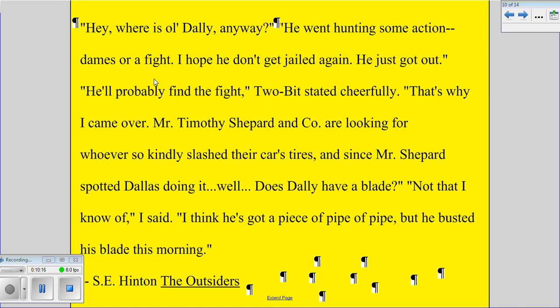"He'd probably find the fight," Two-Bit stated cheerfully. "That's why I came over. Mr. Timothy Shepard and Co. are looking for whoever so kindly slashed their tires, and since Mr. Shepard spotted Dallas doing it, well, does Dally have a blade?" Here I know that Two-Bit is now talking, so that's going to start a new paragraph.